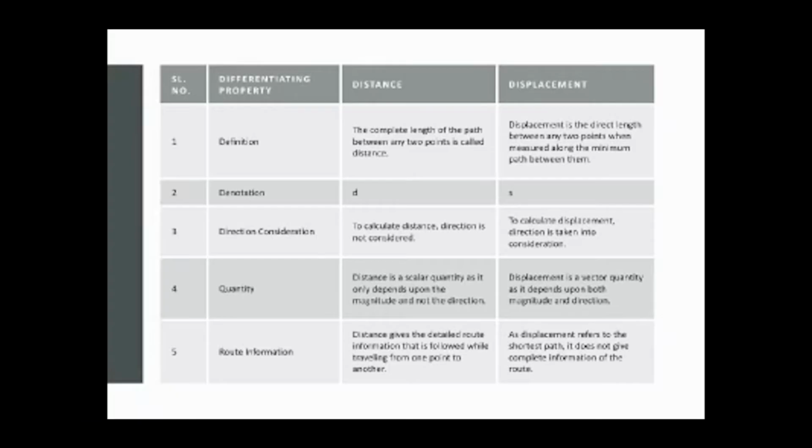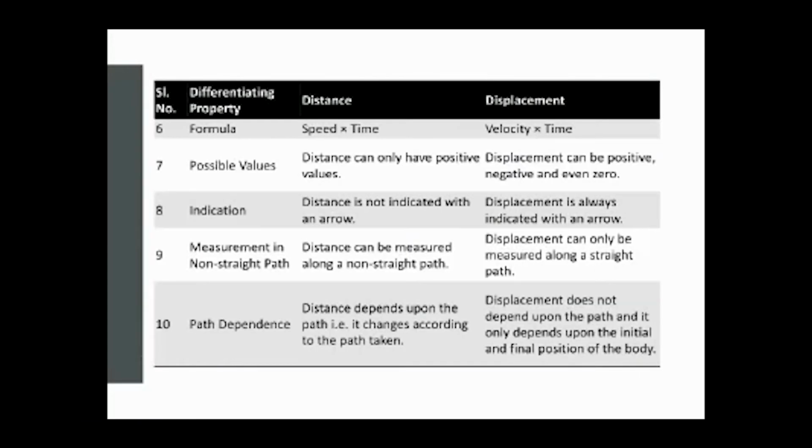Distance shows complete information about the route, as you can see in this diagram, whereas displacement is the shortest distance between 2 points. This doesn't give the complete information of the route. The formula of distance is speed into time, whereas velocity into time is the formula for displacement.